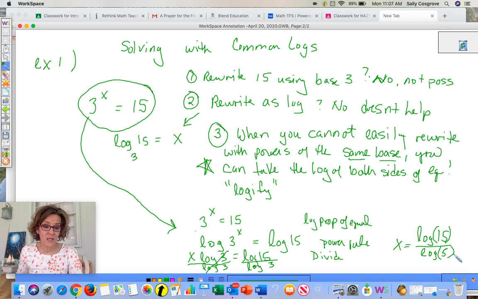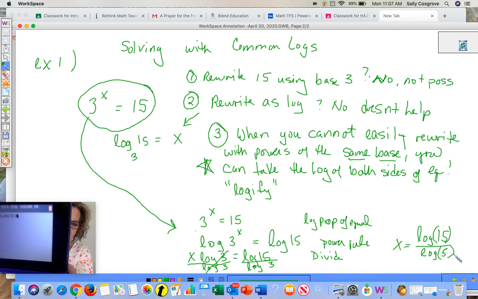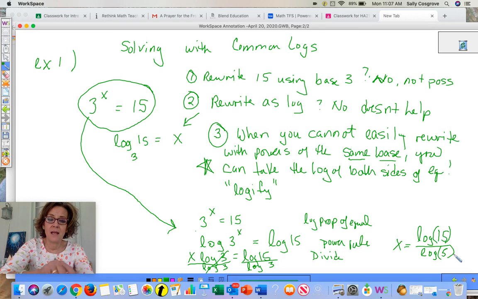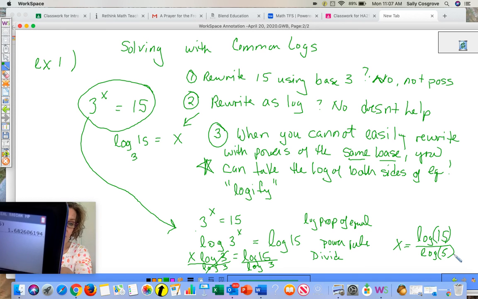And good news, we can use our calculator. So just turn it on, and you're going to say log of 15, close parentheses, divided by, hit the log button again, 3, close parentheses. So it's going to look like that. Okay? You catch that? And now we're going to hit enter, and it's 1.6826. That's what you should get.